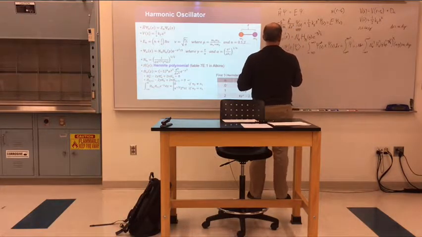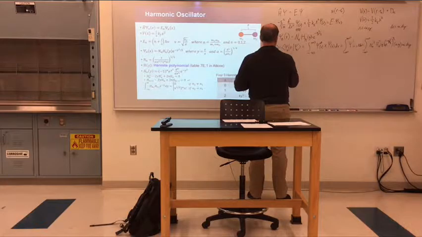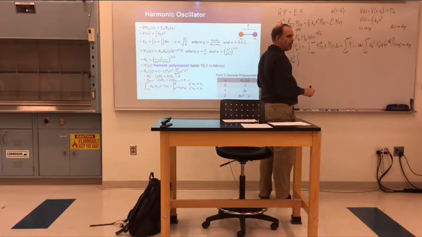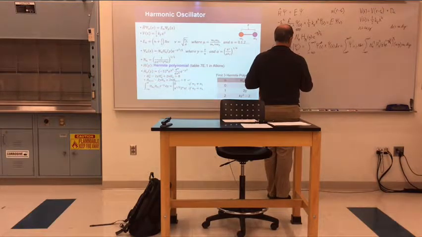Okay, so we can re-represent this as our average x. N is equal to alpha squared, and N squared. Just move that outside the integral.